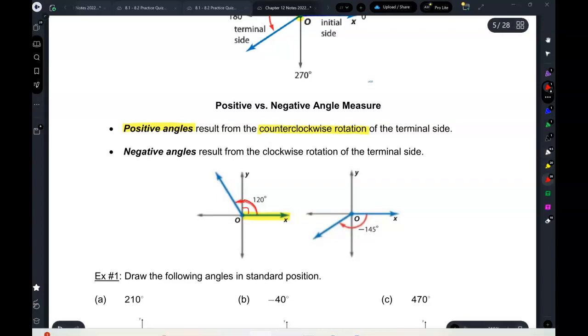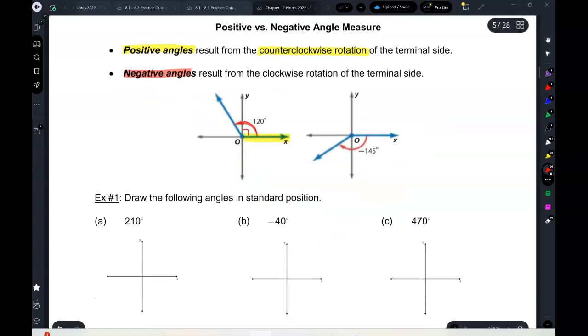Negative angles. You start from the initial side, and then the second one that you rotate is the terminal side. The terminal side rotates counterclockwise this way. The highlighted thing is the terminal side? No, that's the initial side, but the terminal side starts from there. There are two rays, so don't worry about that. Just worry, you start from the initial side, you go counterclockwise, it's positive.